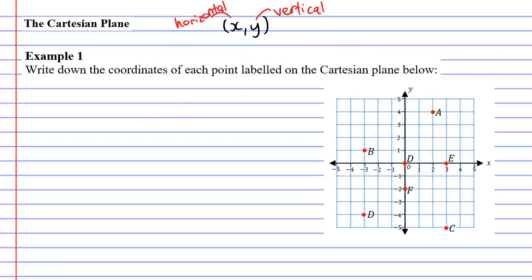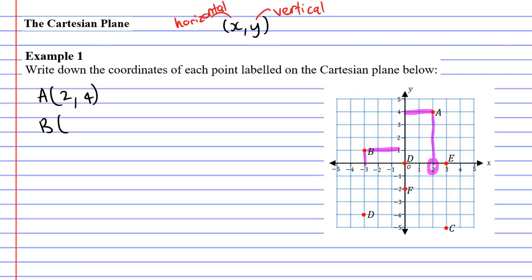Alright, let's start with point A. What are the coordinates of this? Well, we're going to draw a highlighted line to the 2 and to the 4. So it's either going to be 2, 4 or 4, 2. And because the 2 lands on the x-axis, that needs to go first. 2 first, 4 second.